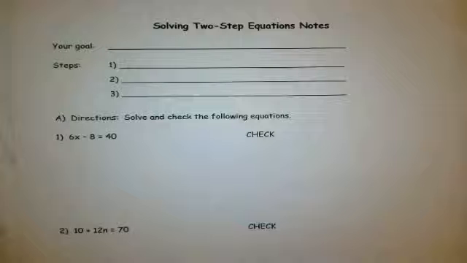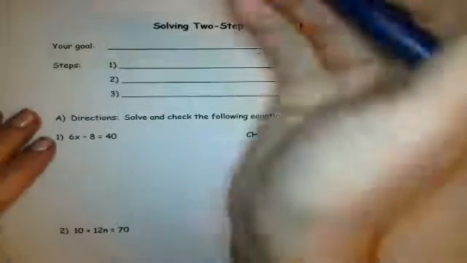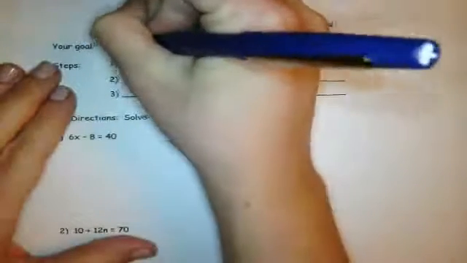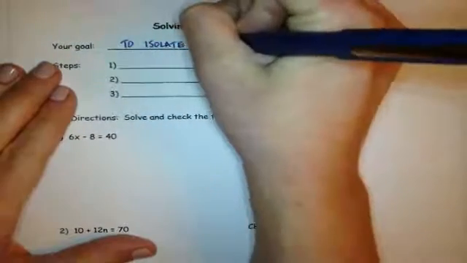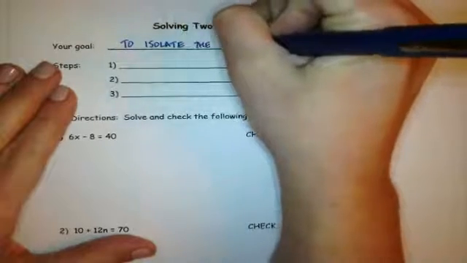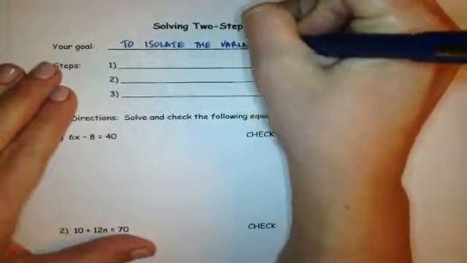Okay, so at the top of page 5, we want to just identify the goal. It's important to keep the goal always in the forefront of our mind. The goal whenever we're solving equations is to isolate the variable. Okay, we always want to get the variable by itself.